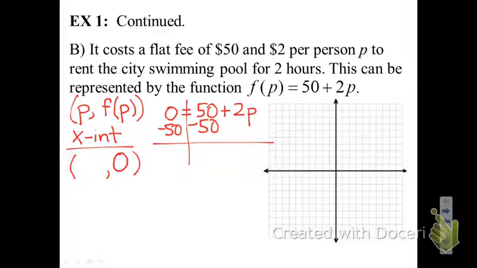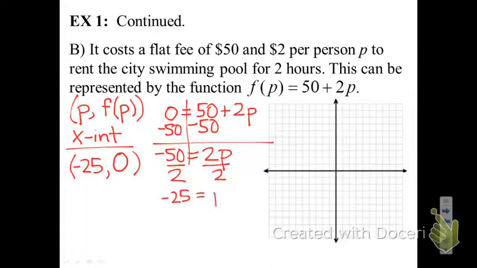So 0 minus 50 is negative, equals 2P. How do you solve for P? Okay, so over here I get what? Negative 25. P equals negative 25. Do I plug that into the thing?